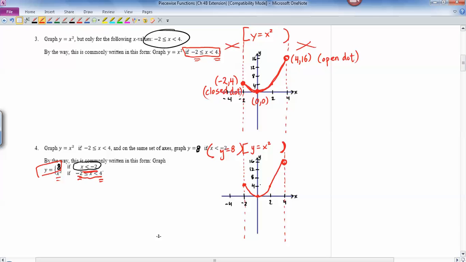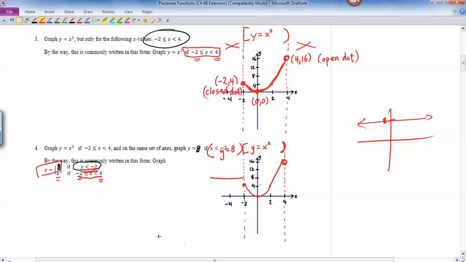And then I've got this other region on the left side here, where y is supposed to be 8. And y equals 8 normally looks like a horizontal line right through 8. Well, this one, I have y equals 8, but only when x is less than -2. So I would draw the y equals 8 line, but I'd stop it once I get to x equals -2, because at that point, the parabola part takes over.